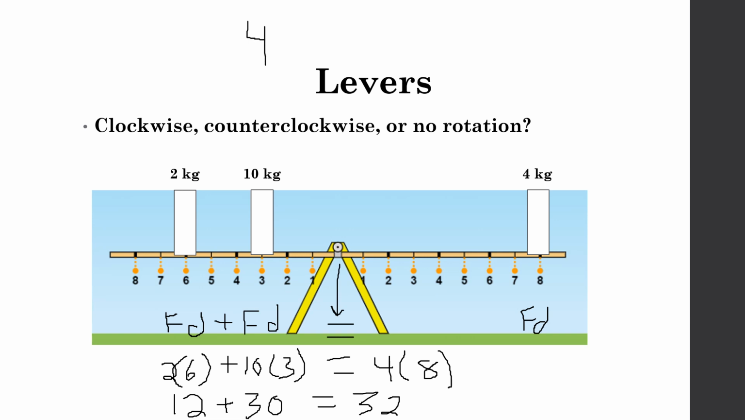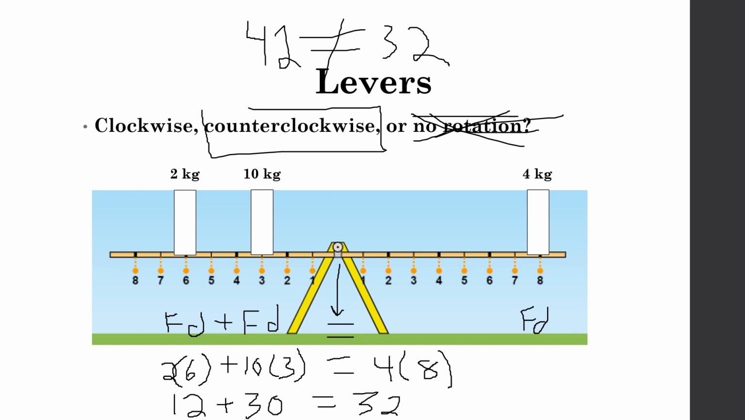42 does not equal 32. Meaning that it's not balanced, not that one. The left side is bigger. If the left side is bigger, it means counterclockwise rotation. If the right side is bigger, that would mean clockwise rotation.